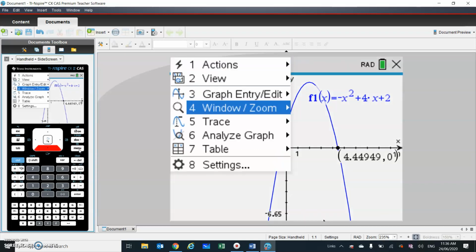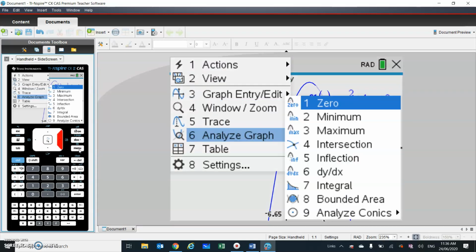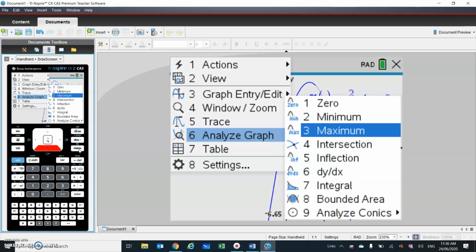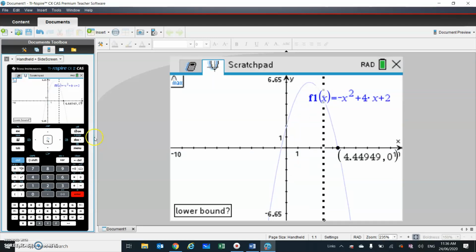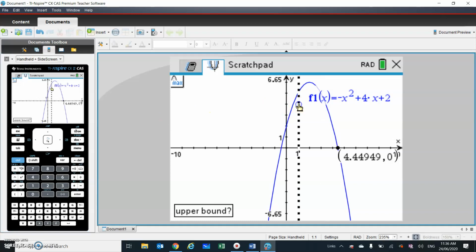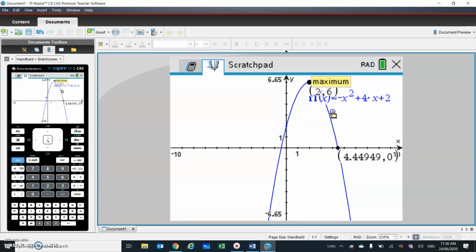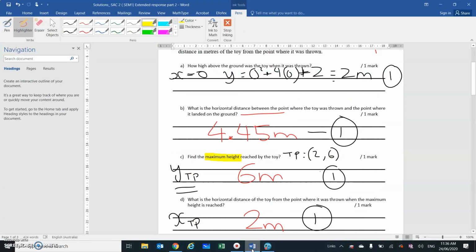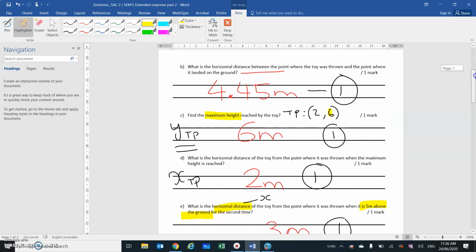We go to menu, analyze graph to find a turning point, and we've got a maximum type of turning point. So we go maximum. Lower bound means left side of the turning point, you click there. Upper bound means right side of the turning point, you click there. And it gives you the coordinate (2, 6). But that's not the answer because the question asks for the maximum height. So we are looking at the y value in this case. 6 is the y value, that's the height, so that's why we write down 6.